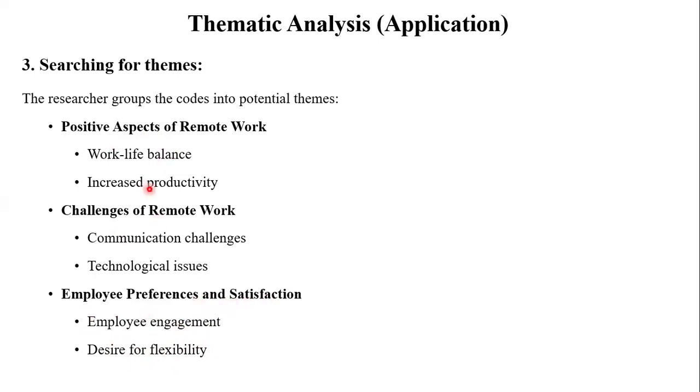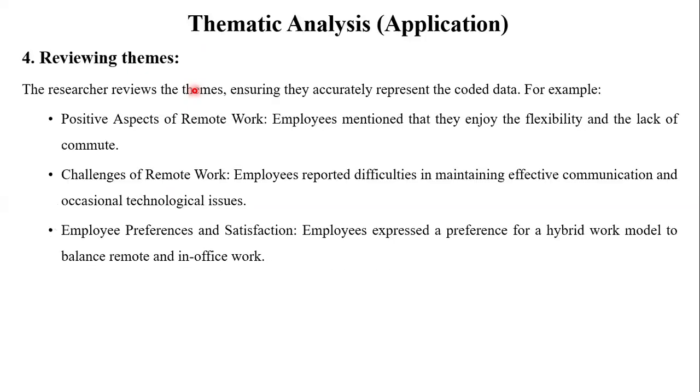So this kind of categorization of initial themes is basically your third step in thematic analysis, which is known as searching for themes. Here, searching for themes means the categorization of your initial codes or initial themes. In the fourth step, you basically review the themes. Some of the themes may not be relevant to your purpose, some you may need to merge, or some you may need to remove. So the researcher reviews the themes, ensuring they accurately represent the coded data.